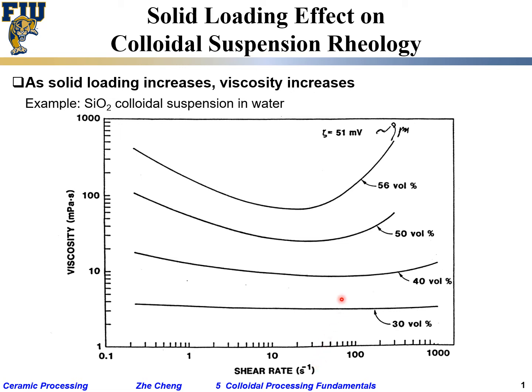Viscosity versus shearing rate. The higher the solid loading, the higher the viscosity. Make sense? And now you see, okay, why do you want to use higher solid loading? Higher density maybe, but more efficient, right? Low solid loading means I have to drive off a lot of solvent, which takes more time, which takes more energy, right? So ideally, you want the solid loading as high as possible.